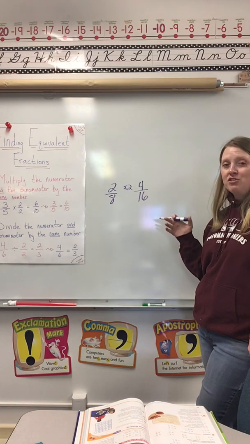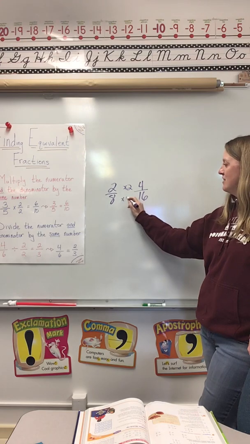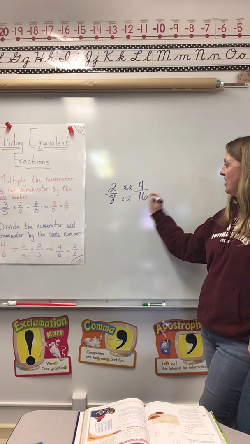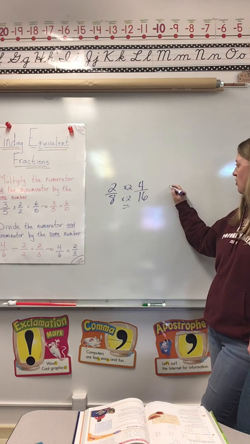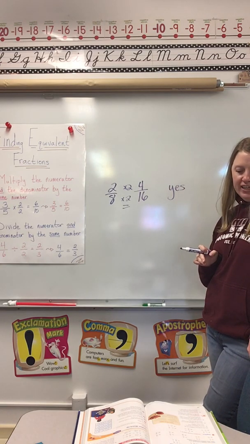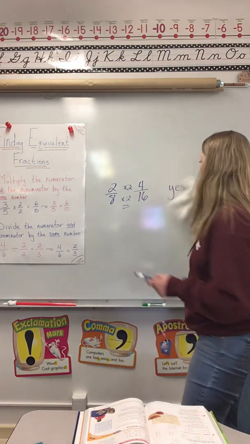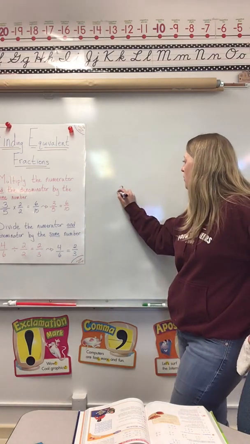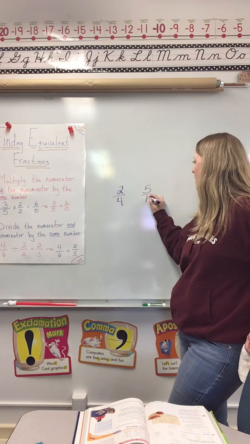Now because we have to do what we do to the top to the bottom, let's see if it works. Is 8 times 2 16? Yes. So yeah, these are equivalent fractions. They are equal. So on your answer, you could just write yes. Okay. So now let's look at number 10. And let's see if they are equivalent. Okay. So on number 10, we have 2/4. And we are looking at it compared to 5/10.